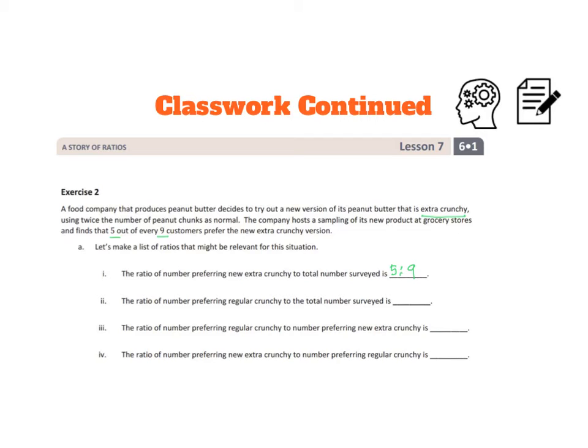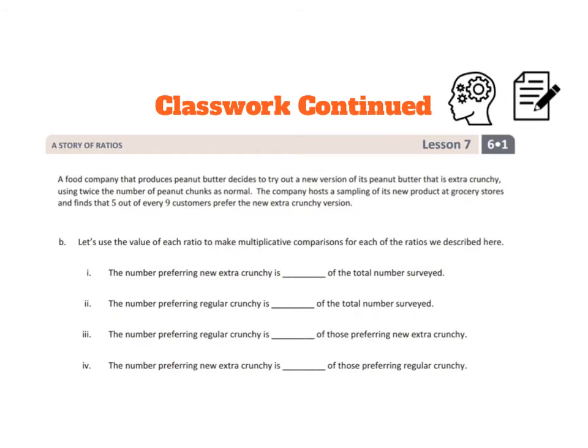The ratio of the number preferring regular crunchy. Well, so if 5 prefer the extra, that means out of a total of 9, that's 4 people like the original. So I'm going to say 4 to 9. The ratio of the number preferring regular crunchy to the number preferring extra, that's a 4 to 5. The ratio of the number preferring extra crunchy is 5 to the ones that just like the regular, or 4. Okay, that one, we have that covered.